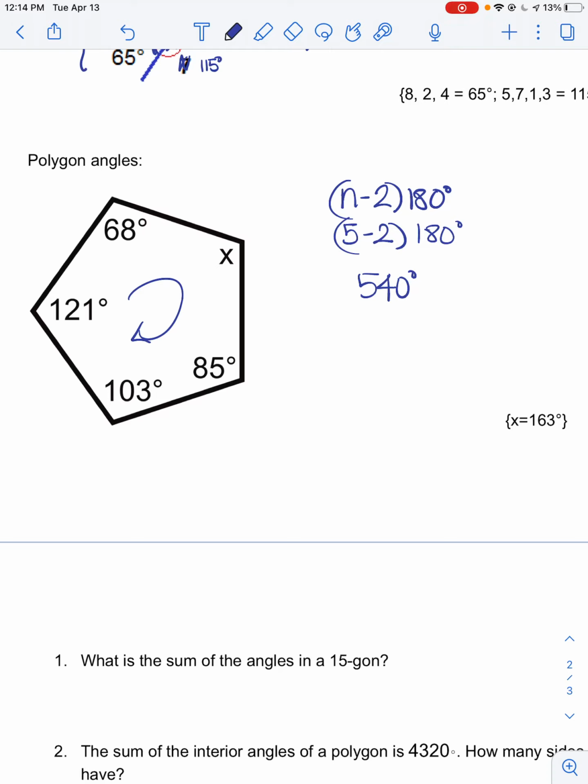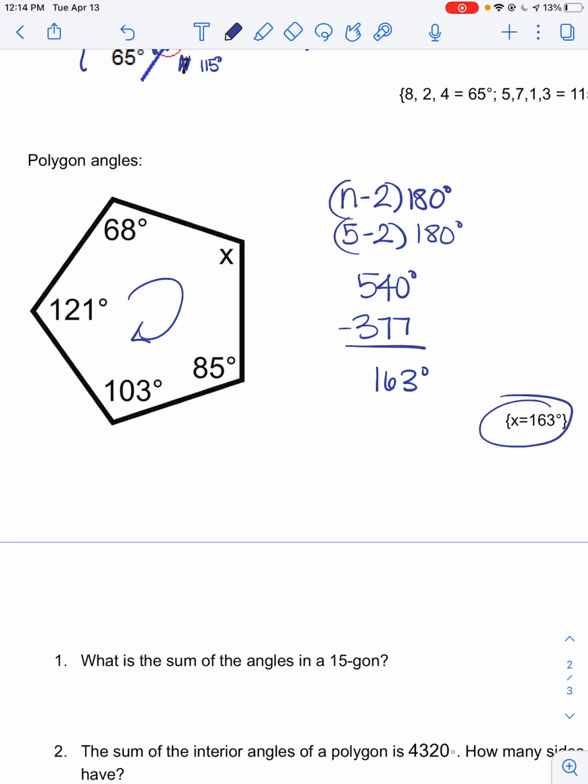But when I add those angles up, the 68 plus the 121 plus the 103 plus the 85, I get 377. Subtracting 377 from 540 gives me 163, and that's how I got that x equals 163.